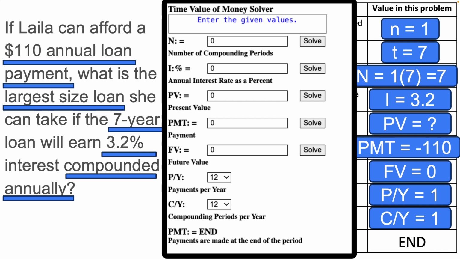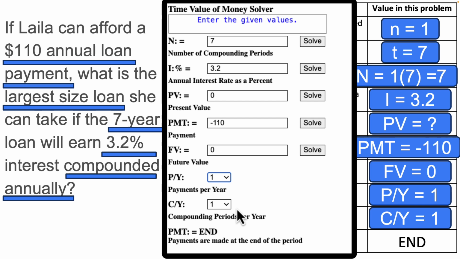Here's the TVM solver that I have linked in the video description. Let's go ahead and type in our values. So for capital N, the number of compounding periods, we found that that was 7. We found I to be 3.2. PV, the present value or initial loan amount, that is our unknown variable. That's what we're trying to solve for, so we'll come back to that one. PMT was negative 110. The future value was 0. She's going to pay the loan off at the end of its life. And PY and CY, the payments per year and compounding periods per year, that's 1. So when I change this to 1, you'll notice that it also changes the other value to 1 as well. So those should always be the same.